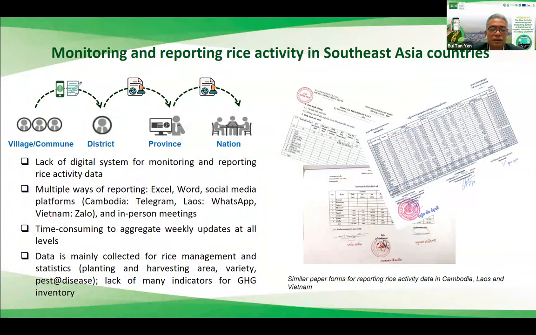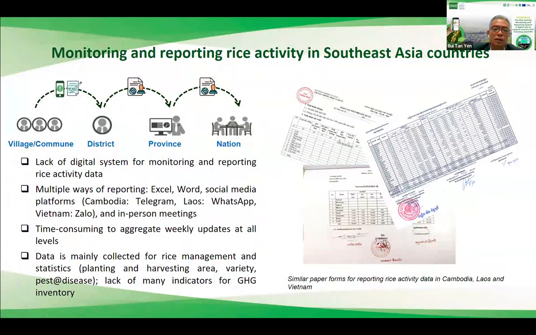In the village, the officer goes to the area they are in charge of and collects the data. They can send it to the higher level by phone call, taking a picture, handwritten note, or sometimes during a direct meeting. From district to province and province to national level, they have a form to fill in the data and have a stamp, like you see on the screen. That's a screenshot of the paper form that Laos, Cambodia, and Vietnam are currently using. At each level, there is a lot of work keying in the data and aggregating the data from the low level to the high level.